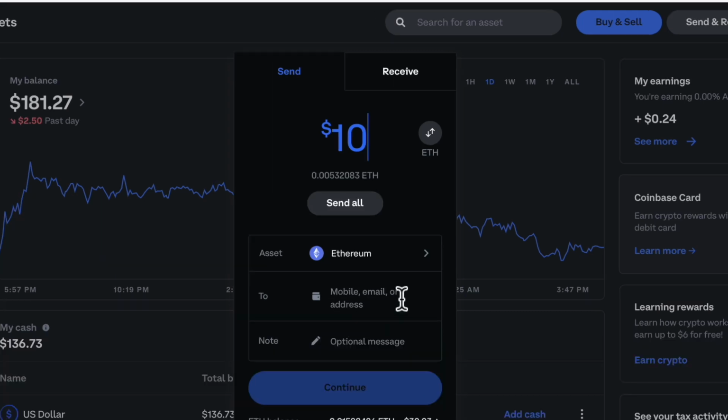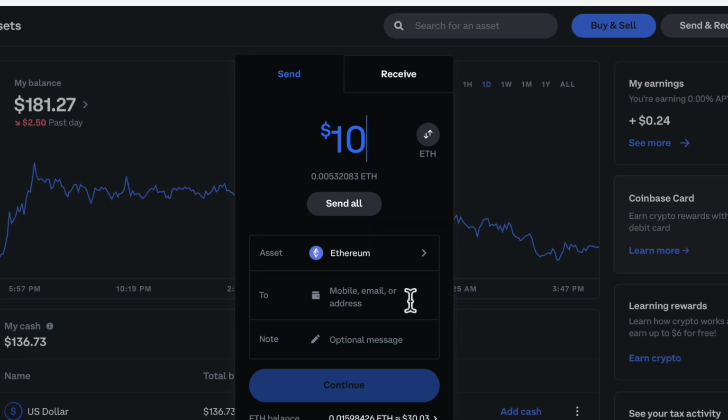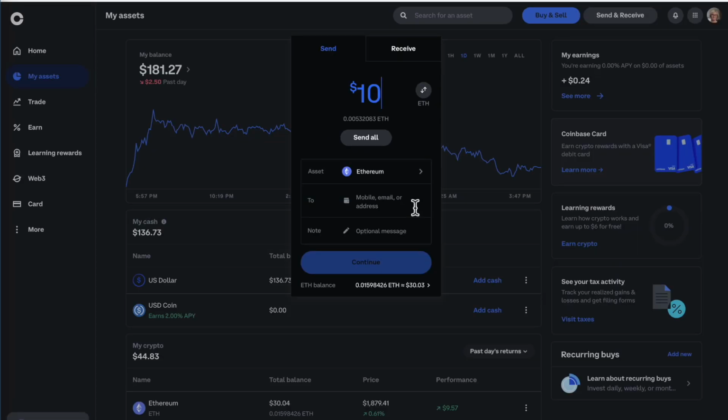Here's where we indicate where we want to send this Ethereum. Okay, so it says mobile, email, or address. One nice feature of Coinbase is that if you have the mobile number or the email address attached to another Coinbase account, you can insert it here to conduct the transfer, and it's often instantaneous as well as without the payment of fees. Otherwise, you will need what is known as a cryptocurrency address. So where do you get this address? When you are sending crypto, you must get the address from the person you are sending it to. When you are receiving, you must provide your address to the sender.